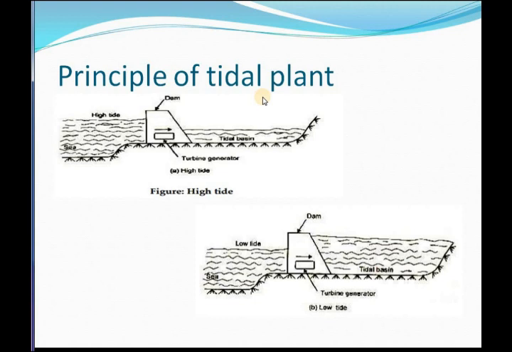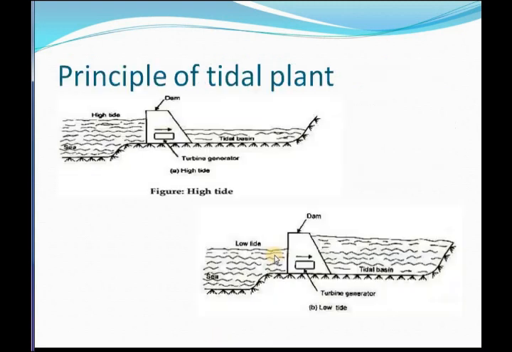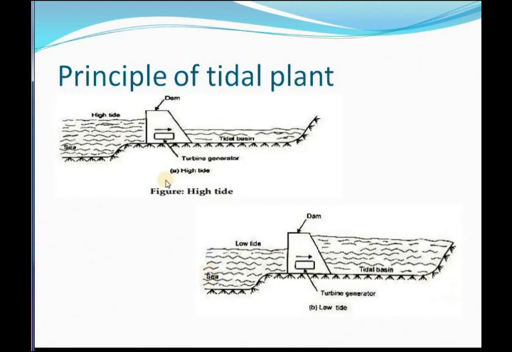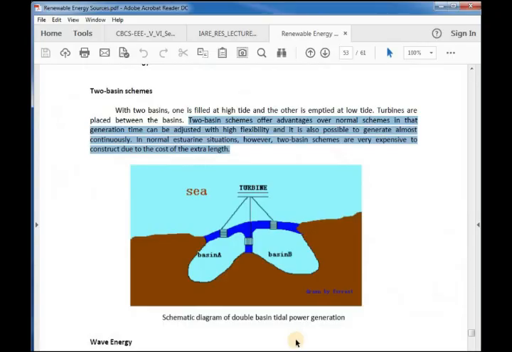And we have seen tidal plant generation. We have seen the advantages and disadvantages. We have also seen the different types of generation and how they take place in tidal plants. And also we have seen one basin and two basin systems. So these are the one basin systems, and the other one we have seen in the PDF is our two basin system.